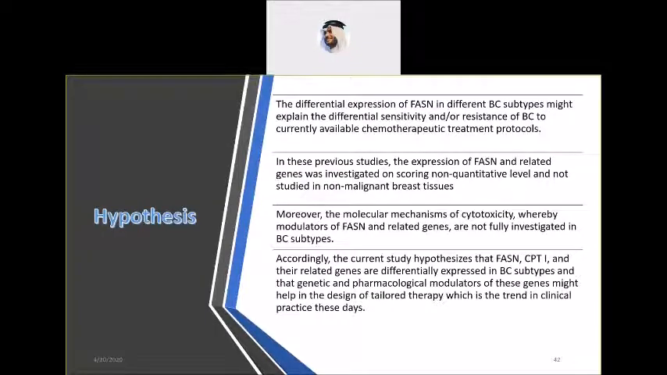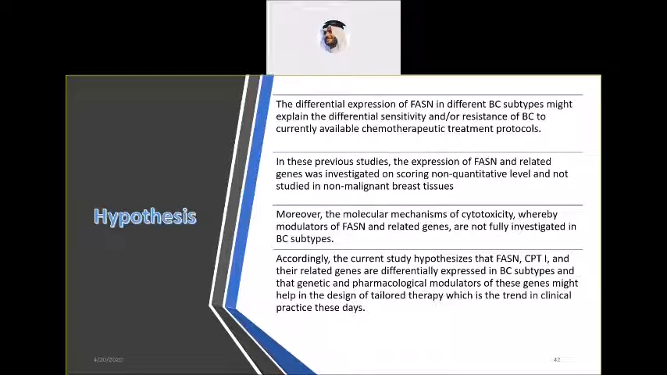So the differential expression of FASN in different subtypes of breast cancer might explain the differential sensitivity or resistance of breast cancer to the currently available chemotherapeutic treatment protocols. And in these previous studies, the expression of FASN and related genes was investigated on a non-quantitative scoring level and not studied in non-malignant breast tissues.